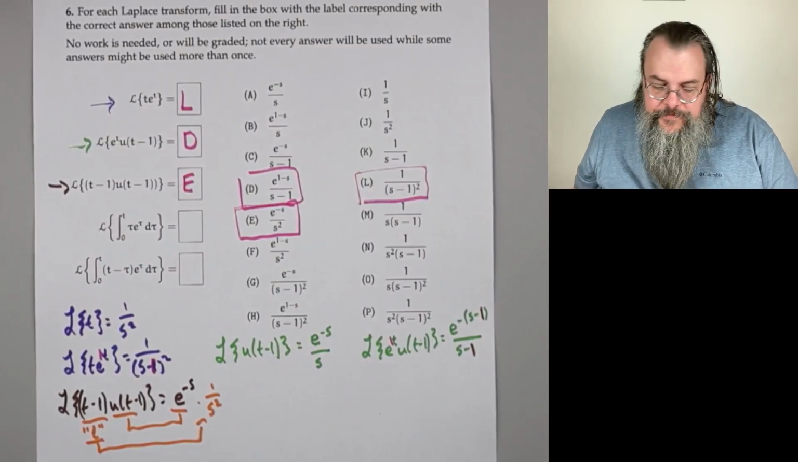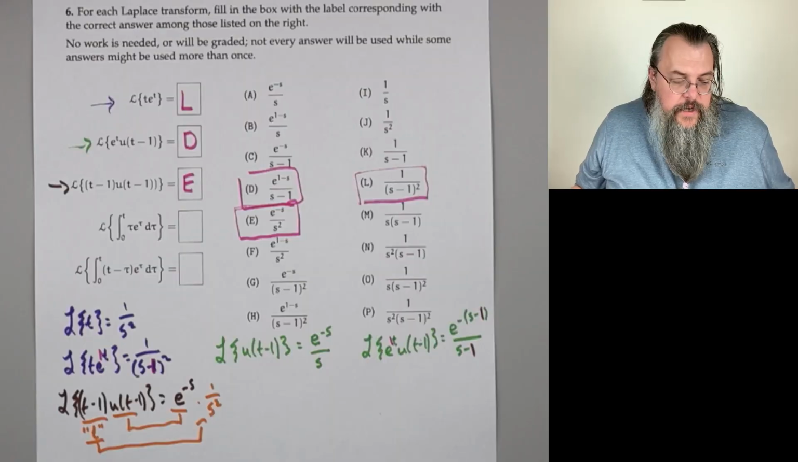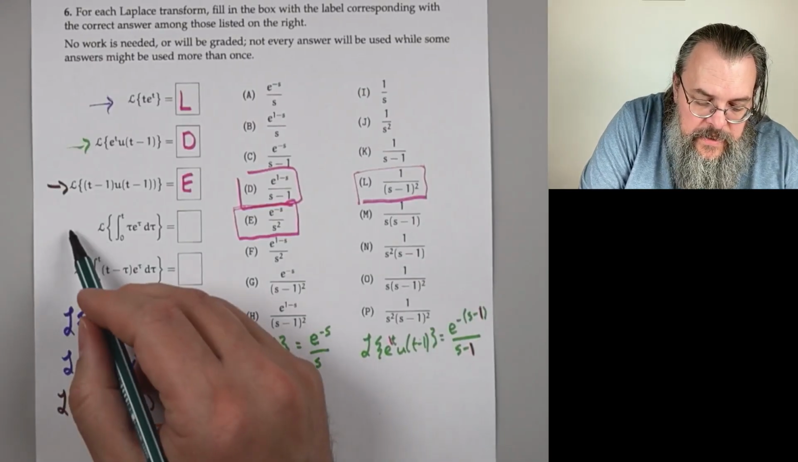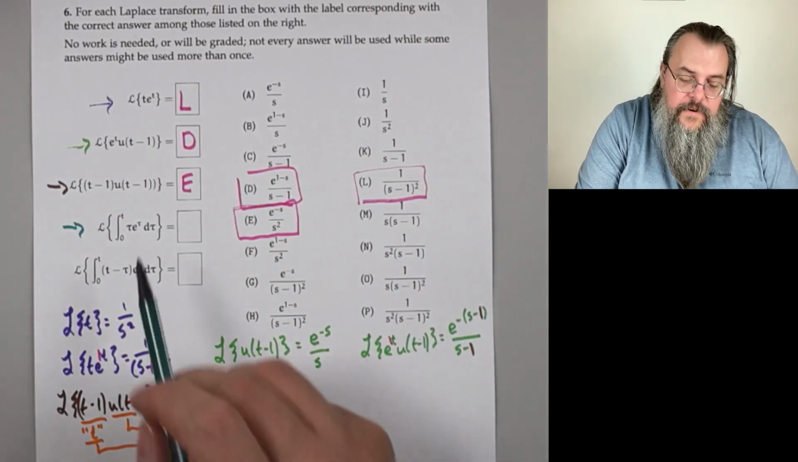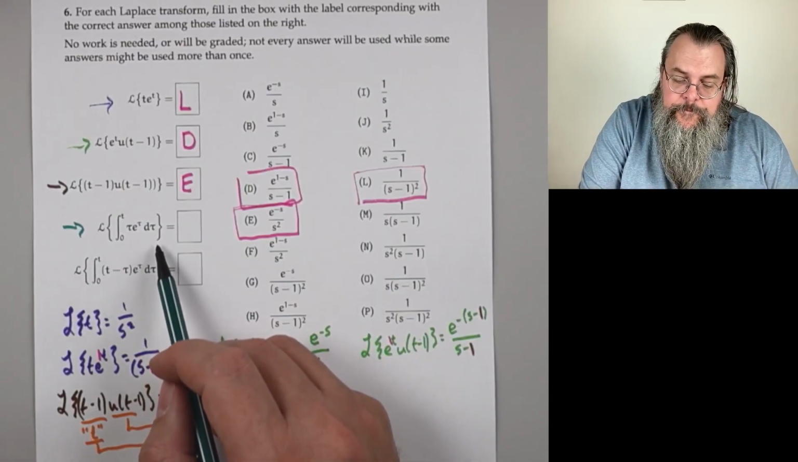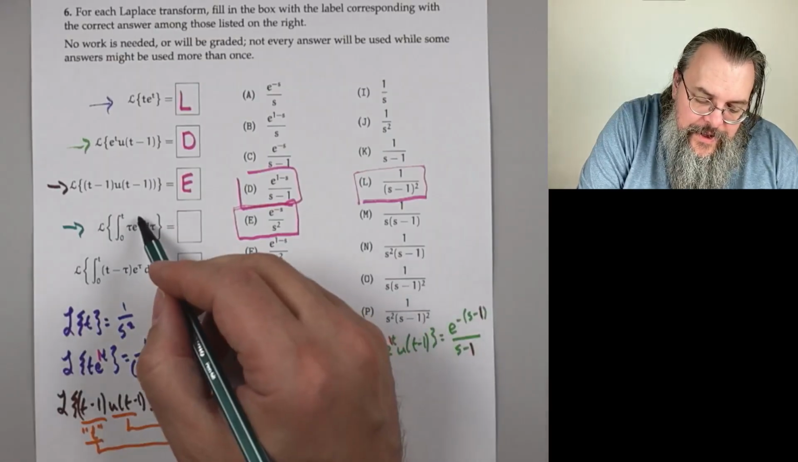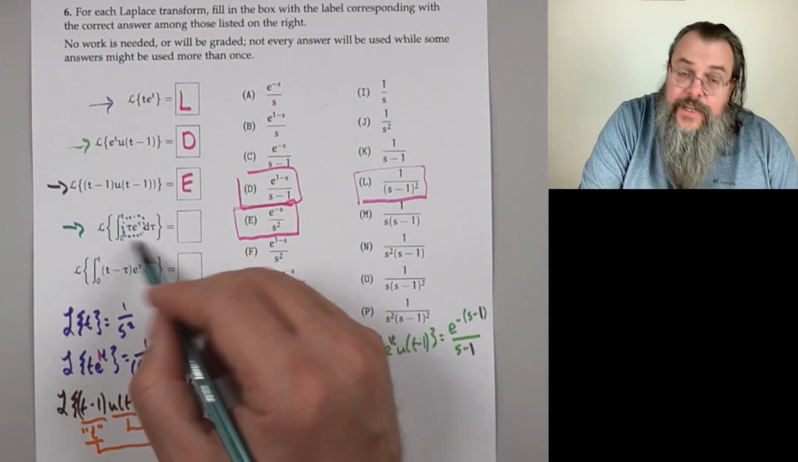Interesting. All right. Well, let's go to our next one. Here we go. The integral from 0 to t of tau e to the tau, d tau. Now, here, I like to think this is a layered problem. There's the tau, e to the tau, and then you integrate.